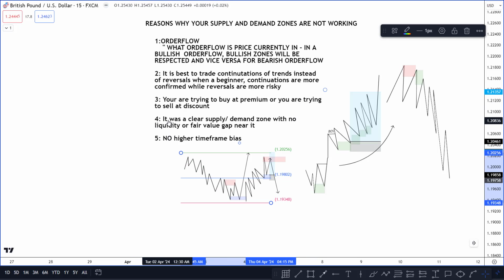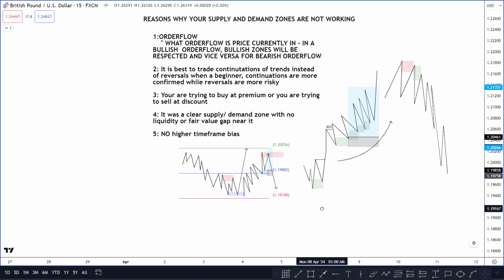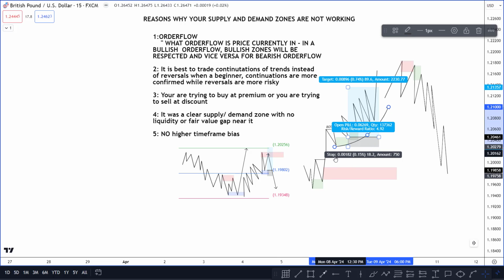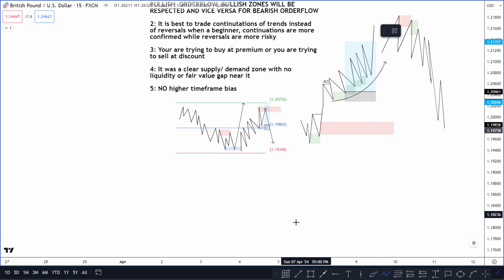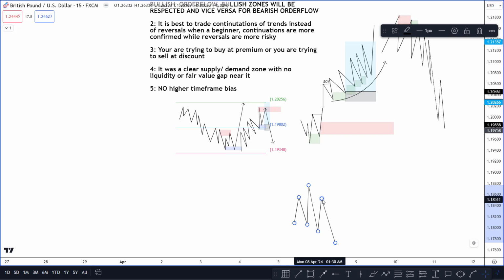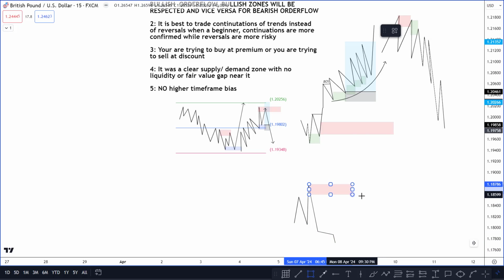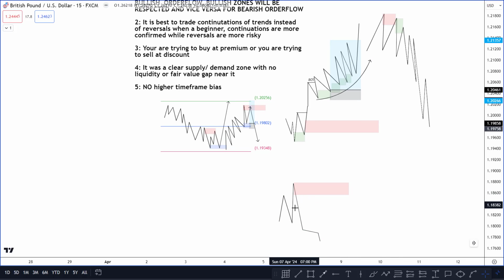So, and then number 4 is that it was a clear supply or demand zone with no liquidity or fair value gap near it. So once you see a demand zone, like right here, right, boom, that's just clear, right? There's no liquidity or nothing right above it. Just like right here, you see this sort of liquidity point, right? But if you see a supply and demand zone, let's see right here, boom. But right here, there's no liquidity, no nothing, right? It's just this zone right here. It's just this zone, and then this order block right here. But no liquidity, no fair value gap underneath it.